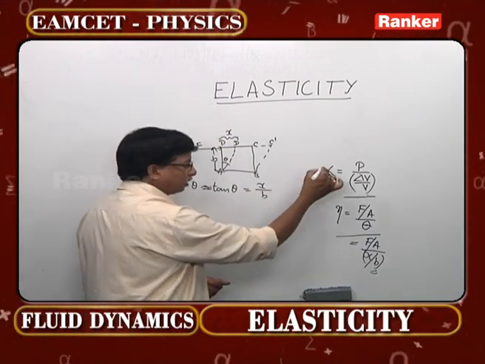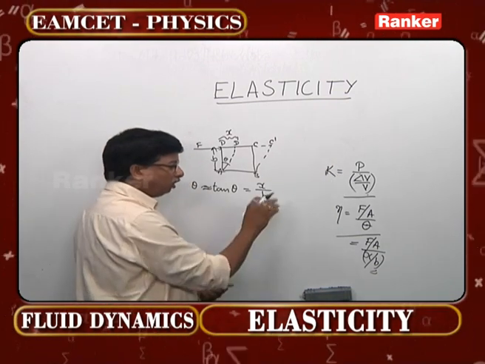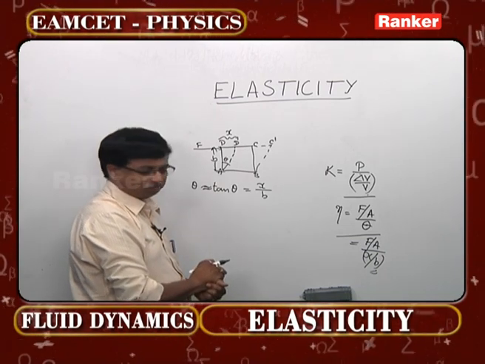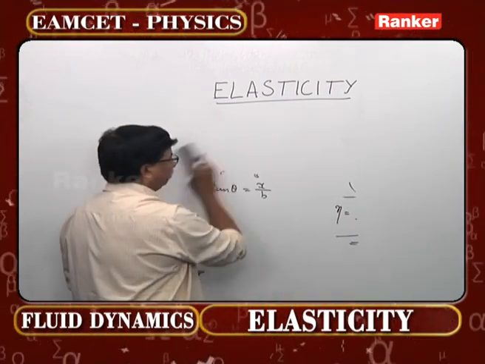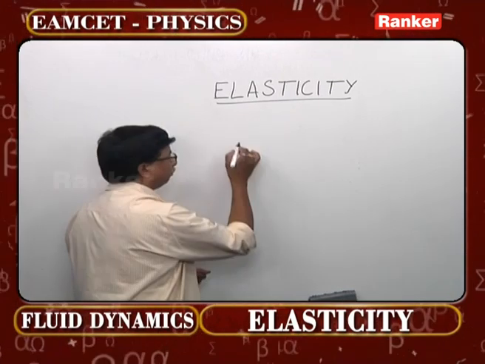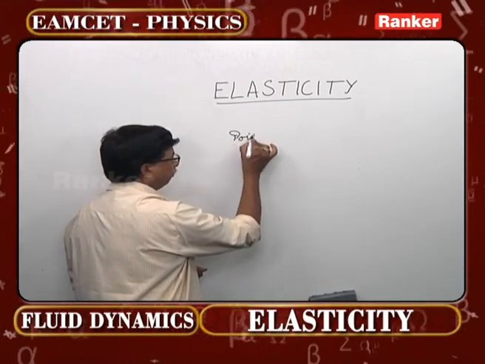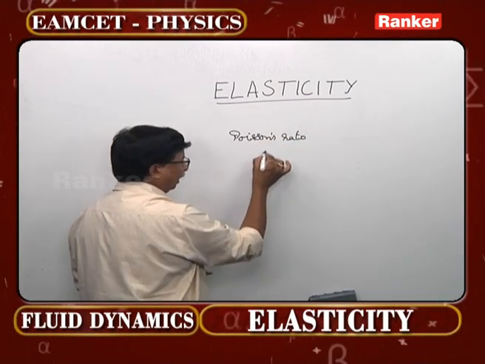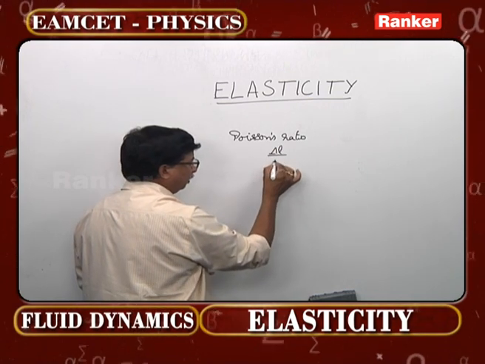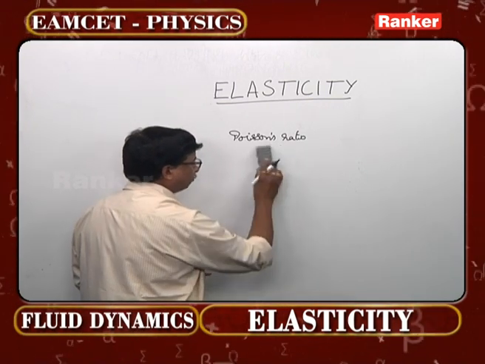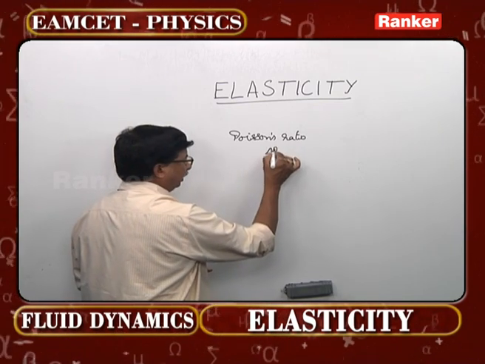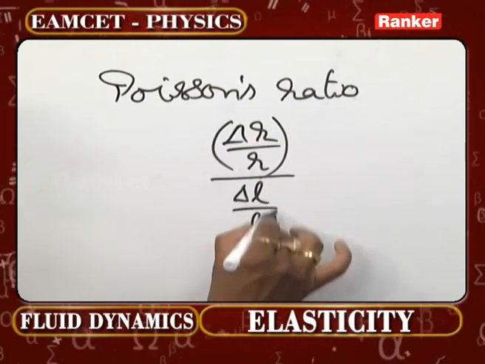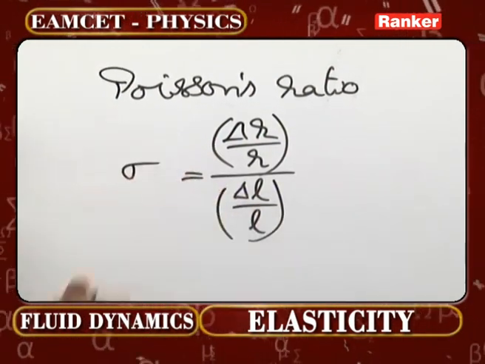Naturally, Young's modulus, bulk modulus and modulus of rigidity are the three major moduli of elasticity one should remember. In addition to that, there is one more ratio which we call Poisson's ratio. Poisson's ratio is nothing other than lateral strain divided by longitudinal strain. In other words, you can write delta R by R divided by delta L by L. This we represent by sigma.